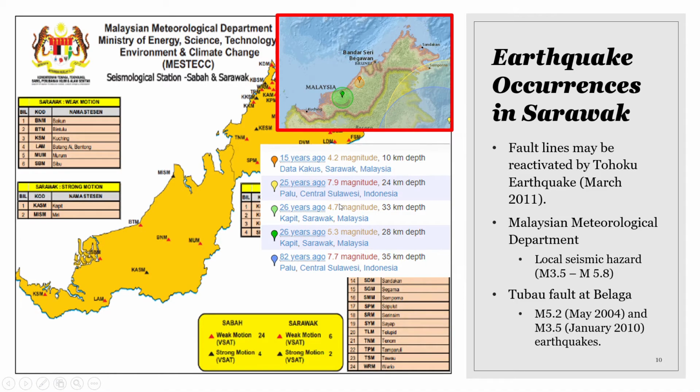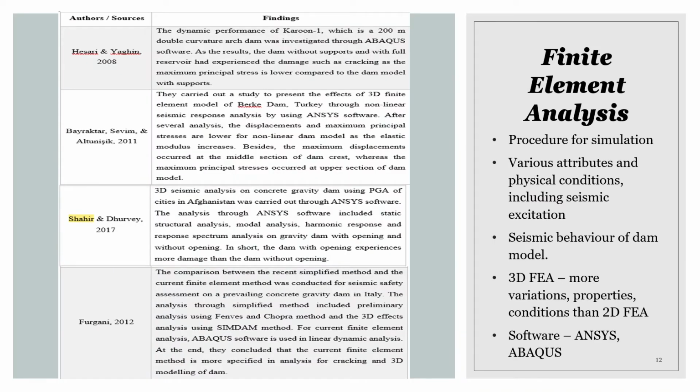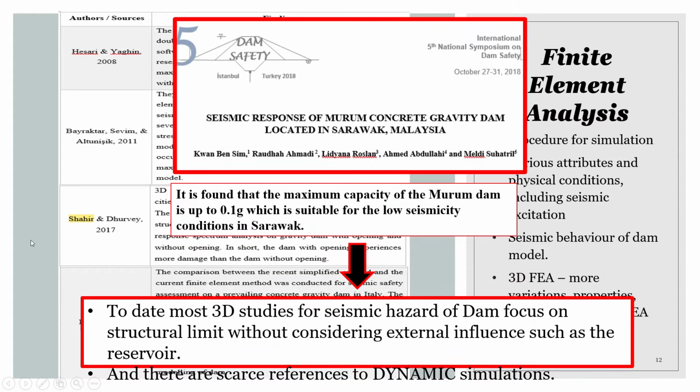This is the overview of previous earthquake occurrences in Sarawak. And this is the PGA contour map of Sarawak with a 10% probability of exceedance in 50 years. In this project, the seismic analysis is conducted on Murum Dam, which is located at Belaga and has 3% of gravity of PGA. Then, this is the previous finite element analysis on seismic studies. It is observed that the maximum capacity of Murum Dam is up to 0.1 gravity, which is suitable for the low seismicity condition in Sarawak.